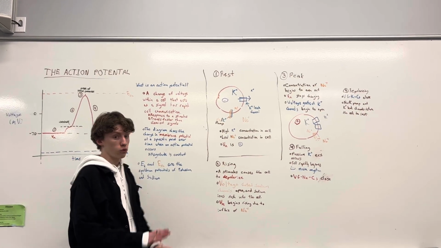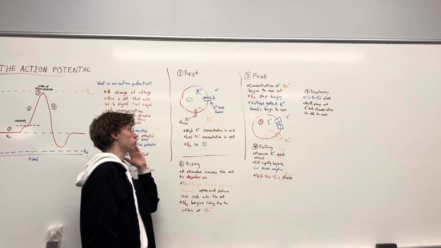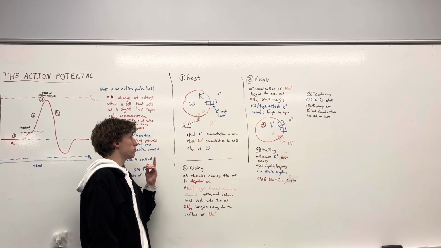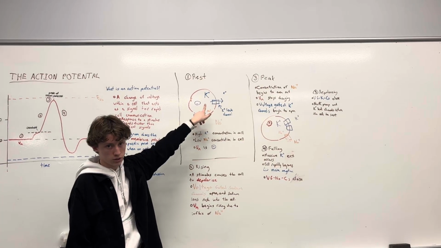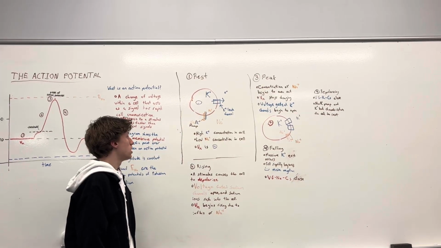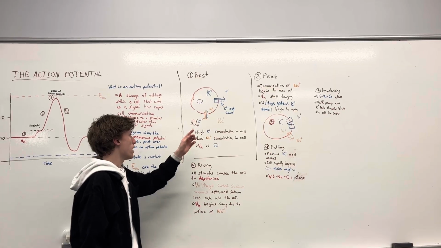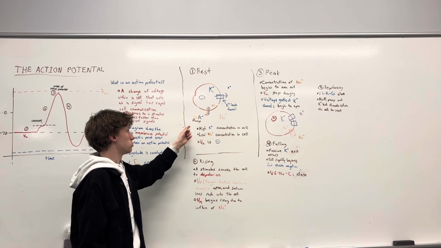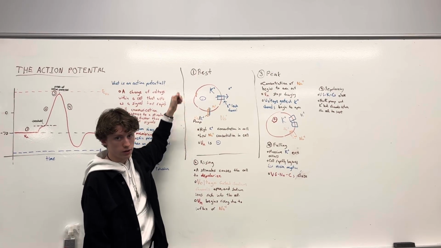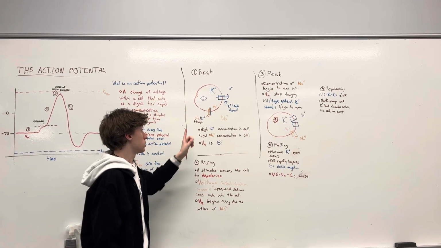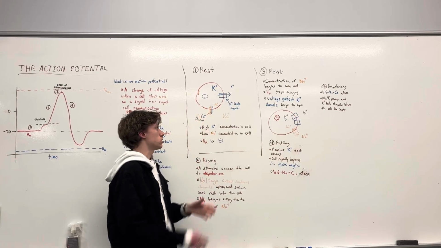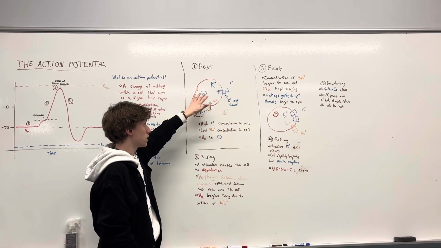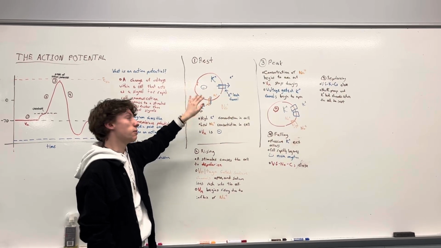So first, before an action potential even occurs, our cell starts at rest. The membrane potential at this point is very negative. The reason for this is because we have these two forces acting on our cell and nothing else is occurring. So we have this sodium-potassium pump. This is going to do two things. It's going to pump sodium ions outside of the cell, and it's going to pump potassium ions into the cell. So this causes the outside of our cell to become more concentrated with sodium ions, and the inside of our cell to become more concentrated with potassium ions.